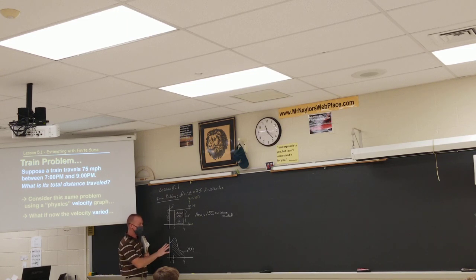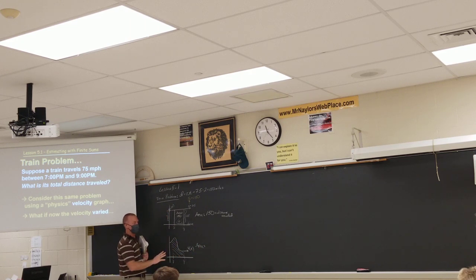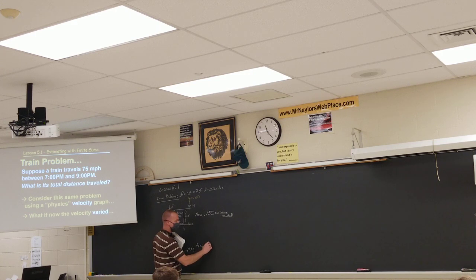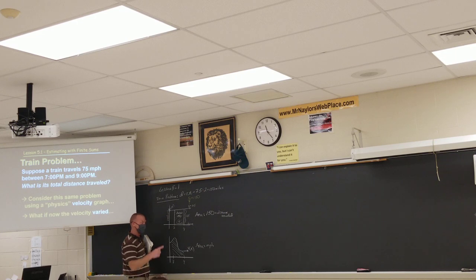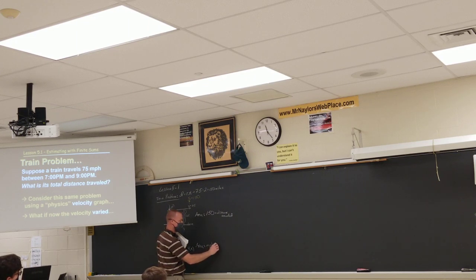But why would this still equal distance traveled? It's not a rectangle. Does it still actually equal distance? Well, if you think about it, you still have two dimensions. The area is still found by two dimensions. One of the dimensions is still the height. It's still the velocity. It's still miles per hour, if we can just generically use that as an example. And then the second dimension is still time. It's still the width of that region. So it's miles per hour times hours.